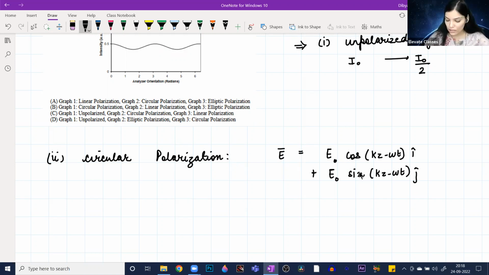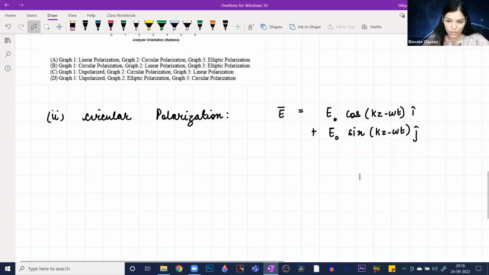So how do I know it is circularly polarized? There were two things. एक तो था कि दोनों components का amplitude same होना चाहिए, which is E0. X component का amplitude भी E0 है यहाँ पे, Y component का amplitude भी E0 है. And the second thing that I have to check is there should be a phase difference of pi by 2 between the two components. So one is a cosine function, other is a sine function. So that means it is a circularly polarized light. This we have discussed in detail a class pehle. Okay? So this is a circularly polarized light.